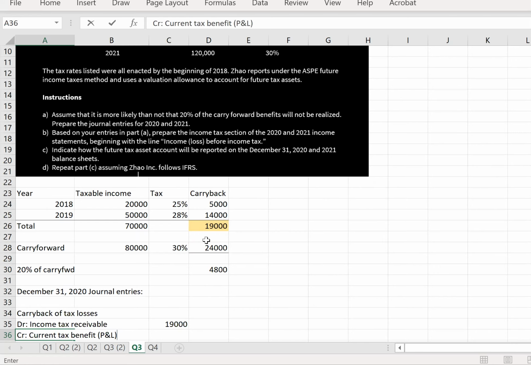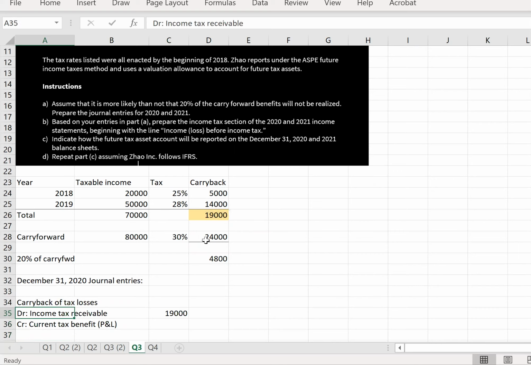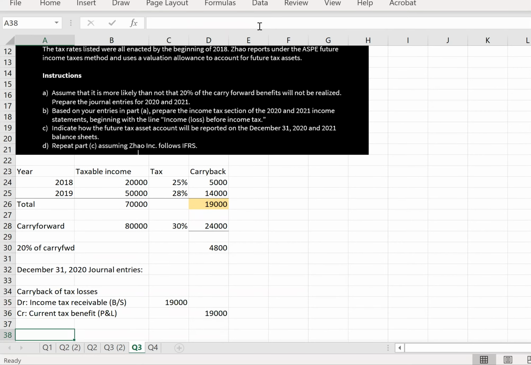With tax accounts, just for illustration, I like to show what's going to go through the income statement and what's going to go through the balance sheet. This is ASPE, so I'm putting balance sheet here, and this is going to be 19,000. So basically, we're going to have a reduction to our income tax expense on the income statement, and we're also going to be setting up an income tax receivable on our balance sheet. So that's the carryback. Now we need to record the carry forward.